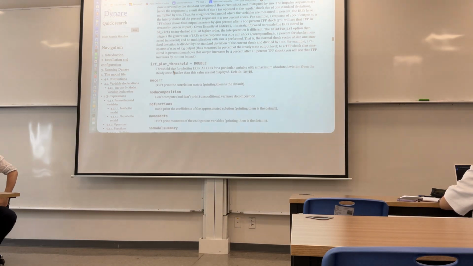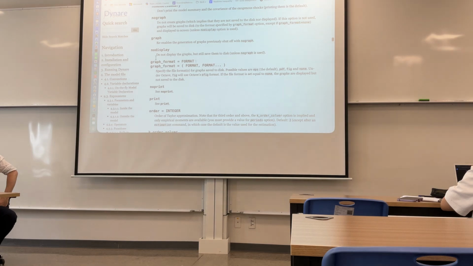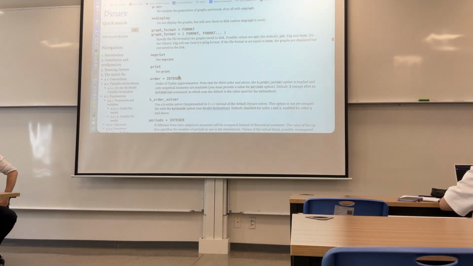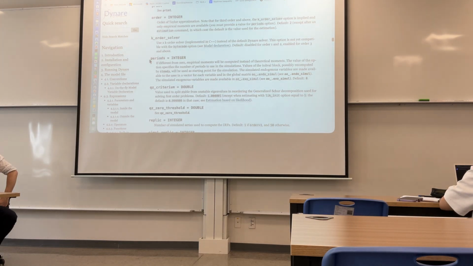There's lots of options, and when you keep on scrolling down, there's the order option, and then here's the periods option. That's what I want to do. So here is your simulated data from the model, and this tells you also where you can find the simulated data. The simulated endogenous variables are made available to the user in a vector for each variable in the matrix oo_.endo_simul. And we'll see where that is. So Dynare simulates this for us and gives us the data that we can work with.